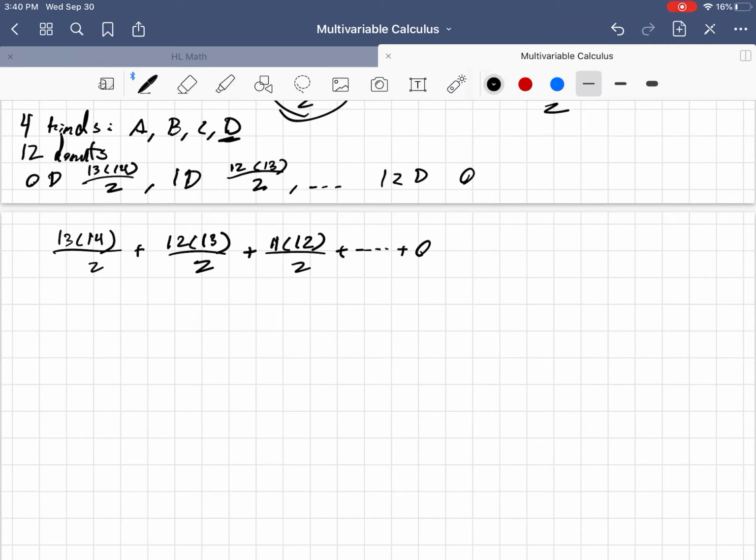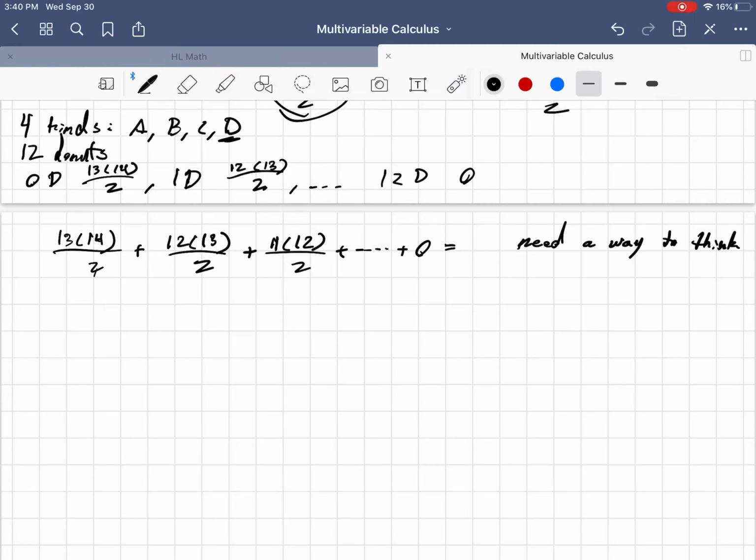And there is no easy way to compute this number. I mean, we could take 13, multiply by 14, divide by 2, and then add that to this, and then add it to that, and it could be done, but it would get very messy. And then it would get even worse, because then the next case with 5 donuts would depend on this number. And so what I'm trying to get at is that we need a new way to think about this.